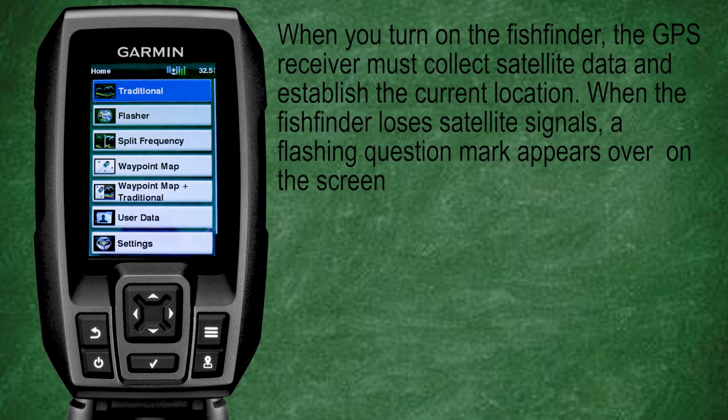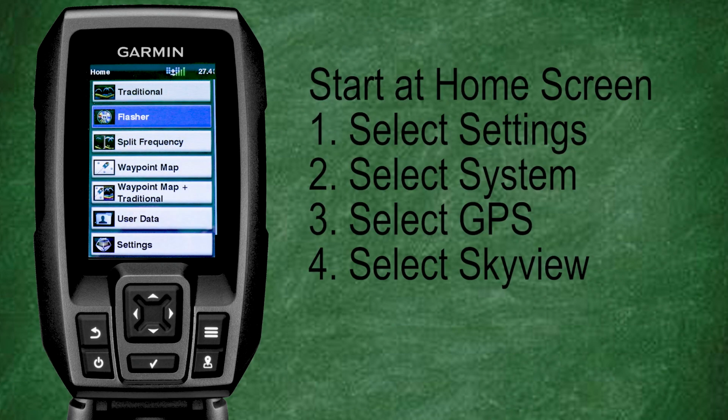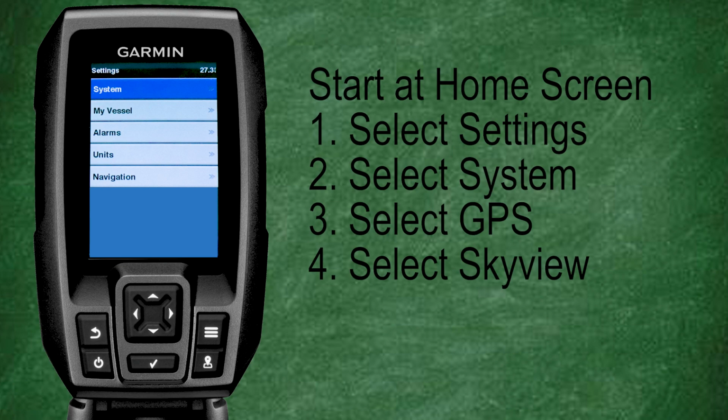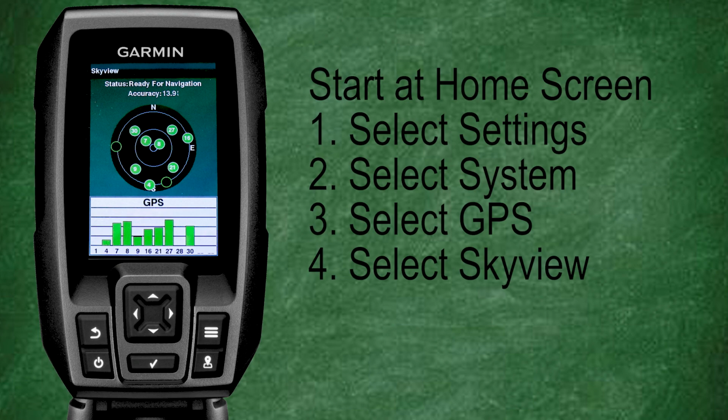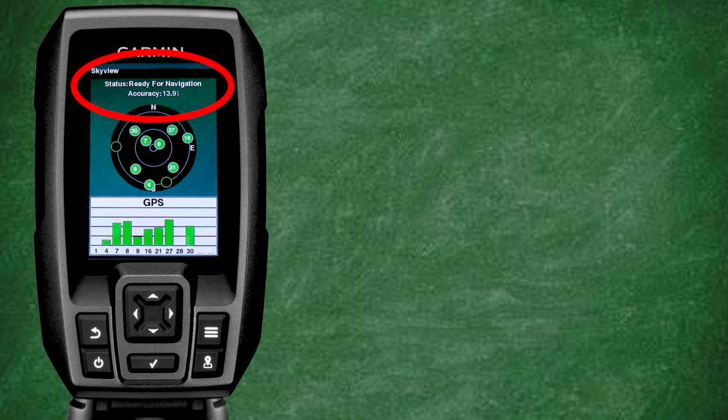Now let's talk about GPS signal strength and GPS accuracy. When you turn your Fishfinder on, it'll begin connecting to and collecting satellite data on your current location. You can see your current signal strength at the top of the home screen. You can also take a more in-depth look at your GPS signals from the home screen. Scroll down to and select Settings, System, GPS, and select Sky View. This will show you the current satellites and their signal strength that your Fishfinder is using. Another cool feature that can be seen on the Sky View screen is your GPS location accuracy.